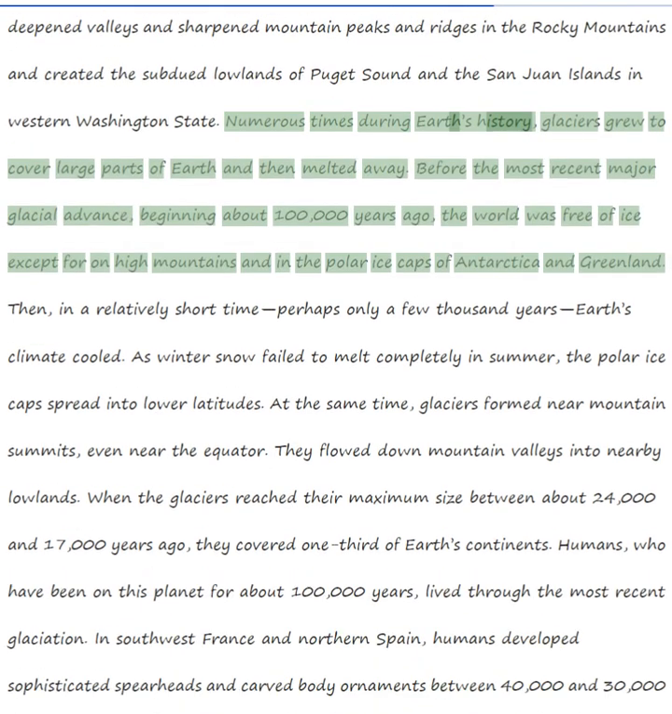Numerous times during Earth's history, glaciers grew to cover large parts of Earth and then melted away. Before the most recent major glacial advance, beginning about 100,000 years ago, the world was free of ice except for on high mountains and in the polar ice caps of Antarctica and Greenland.